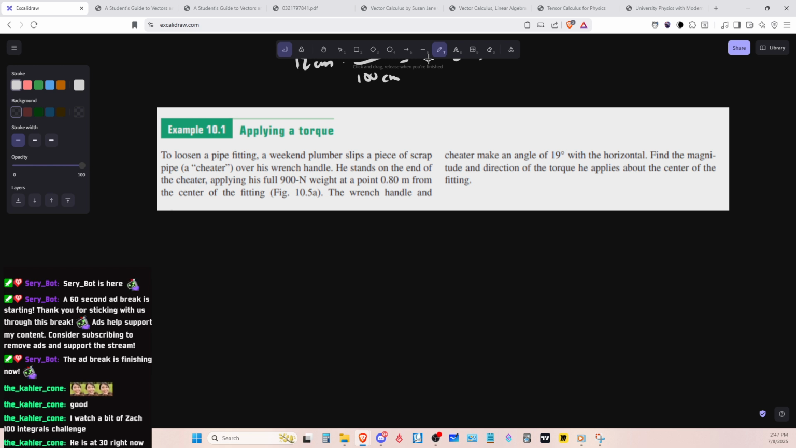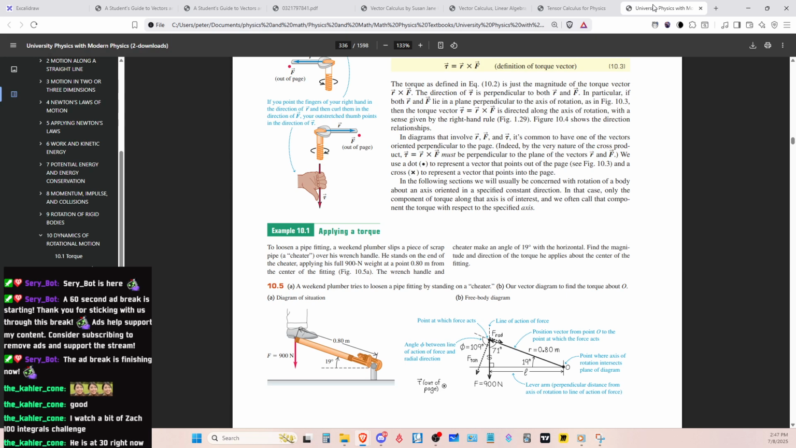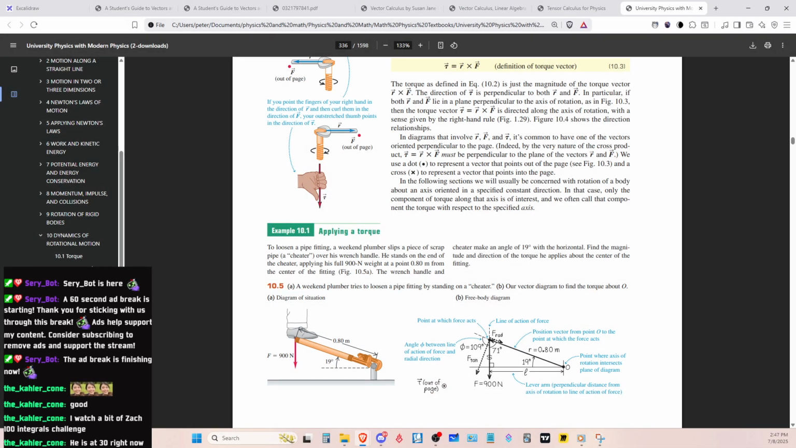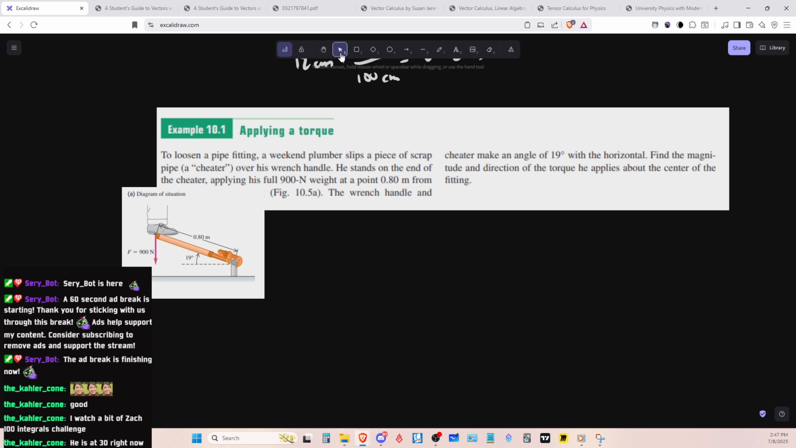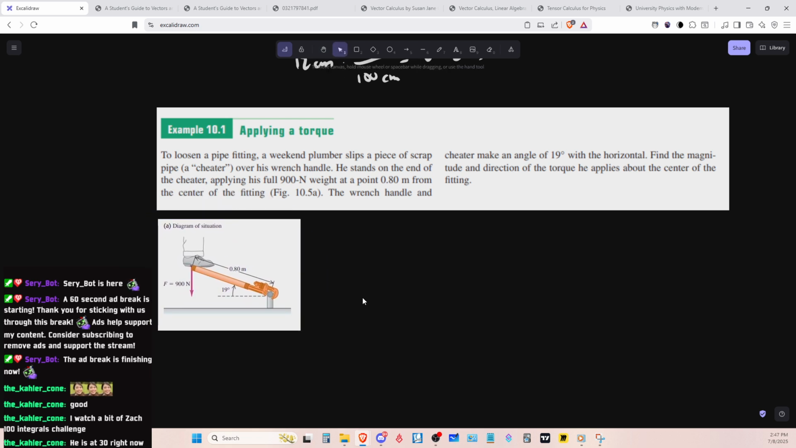Okay, they said that there was a diagram, right? Oh yeah, here's the diagram, so I'm gonna try to copy this diagram they showed here. So, like this. I'm doing my best not to look at the solution. Okay. So 9 degrees above the horizontal. Okay.